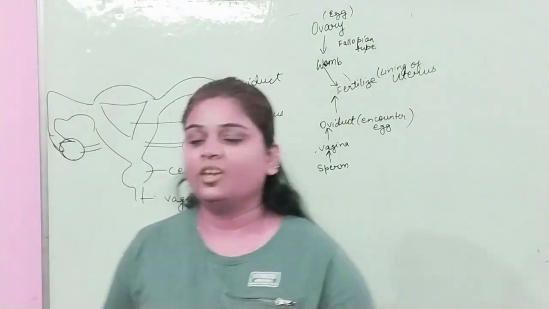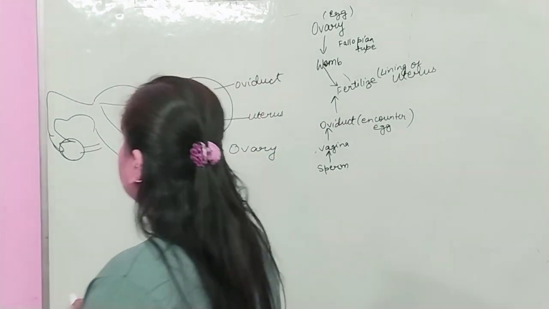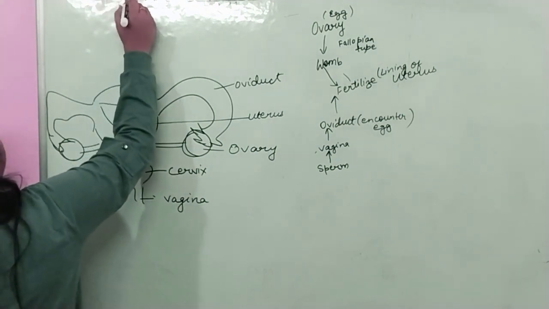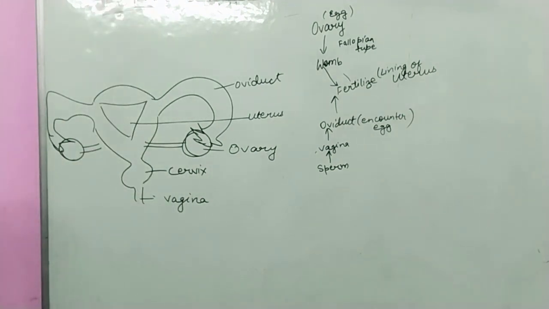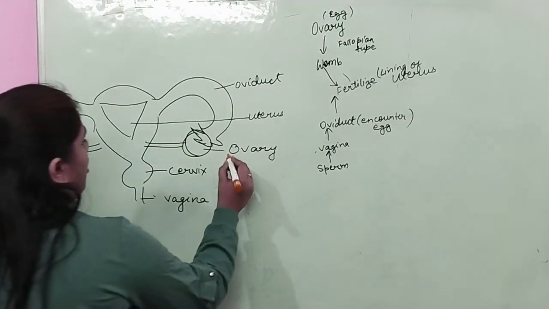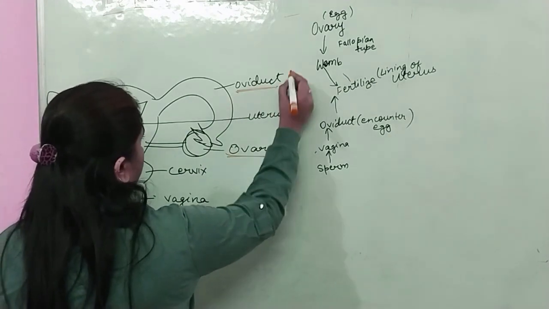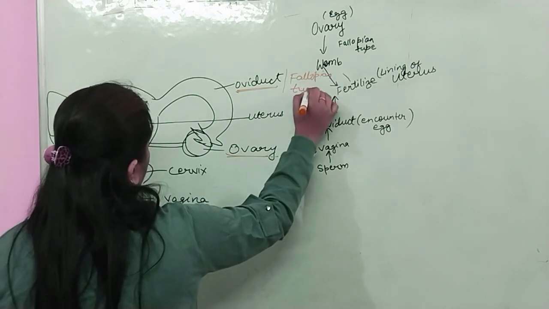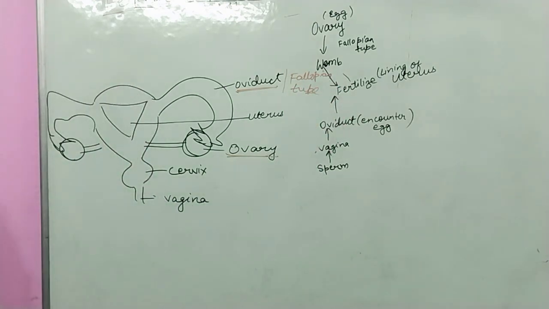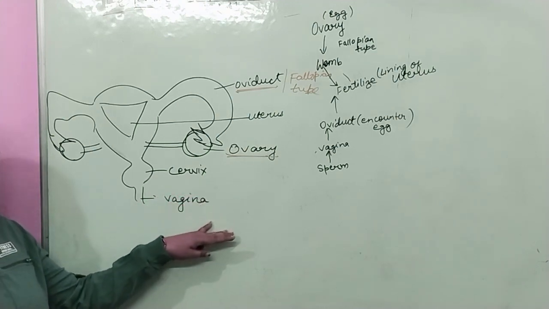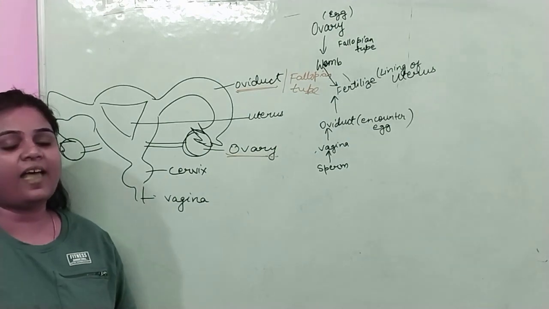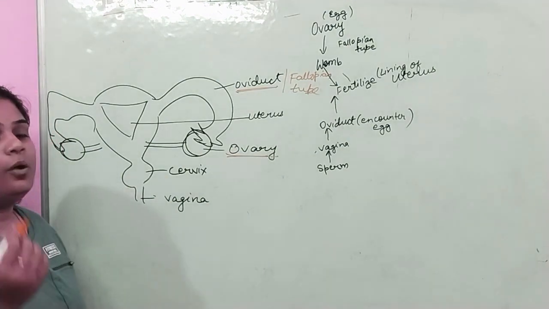Hello students. Now let's understand the female reproductive system or female reproductive part. The female reproductive organs contain a pair of ovaries, a pair of oviducts or fallopian tubes, uterus, cervix and vagina.